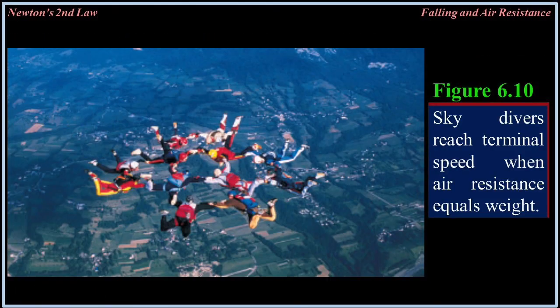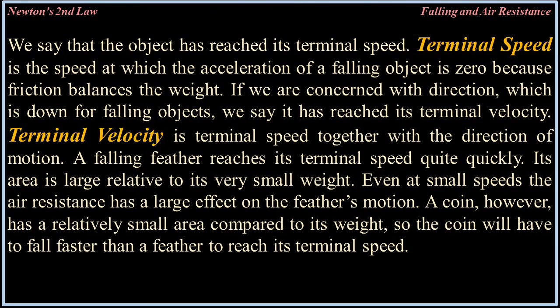Figure 6.10, skydivers reach terminal speed when air resistance equals weight. We say that an object has reached its terminal speed. Terminal speed is the speed at which the acceleration of a falling object is 0 because friction balances the weight. If we are concerned with direction, which is downward for falling objects, we say it has reached its terminal velocity. Terminal velocity is terminal speed together with the direction of motion.